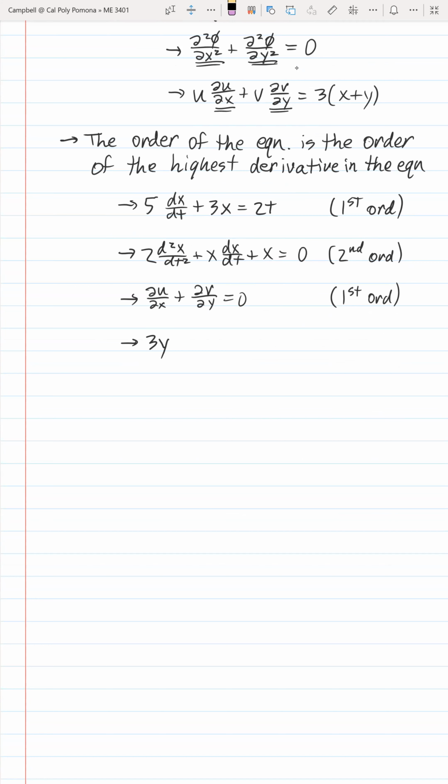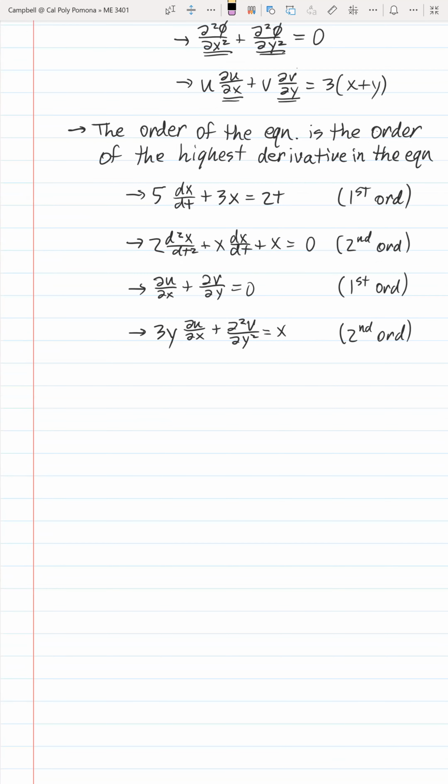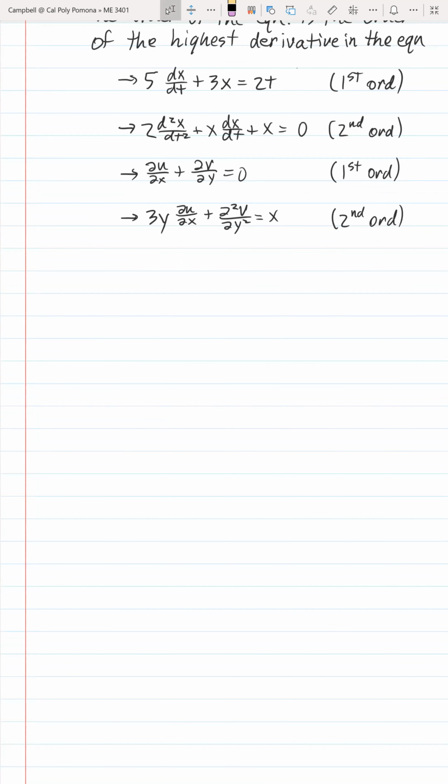For another one, let's have 3y times the partial of u with respect to x plus the second partial of v with respect to y squared is equal to x. And of course, this one is going to be a second order PDE. So we can see that depending on the highest order of the derivative, that will drive the order of the differential equation.